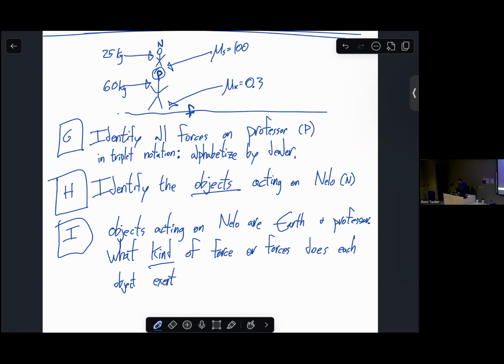Oh, I wish people could follow directions, though. I'm not asking for triplets. I'm not asking for words. I'm asking for kinds, just letters. Just single letters indicating the kind.